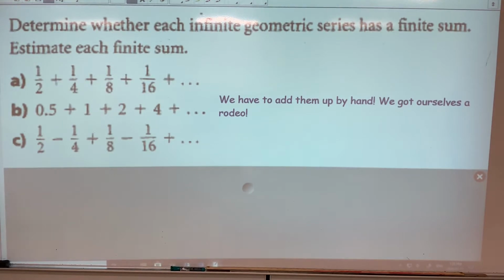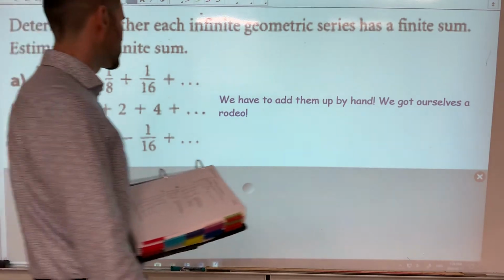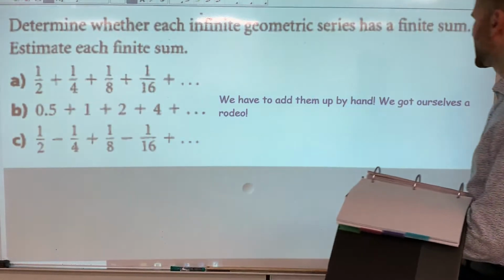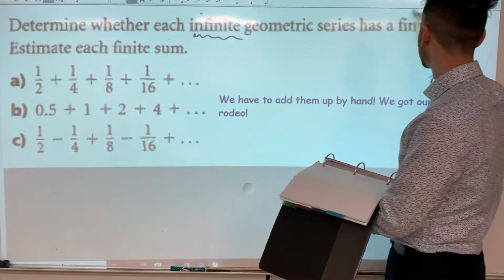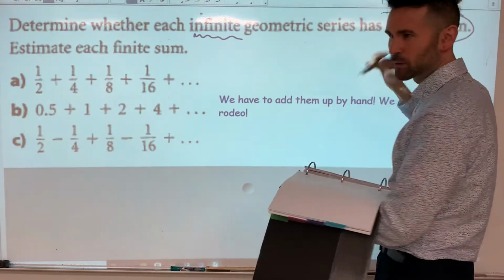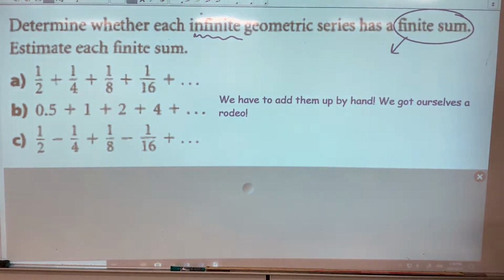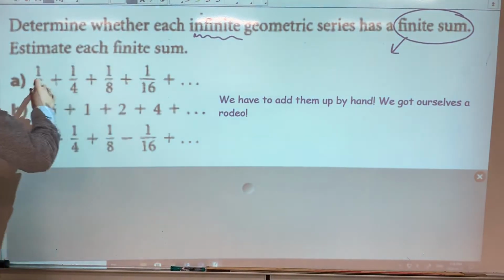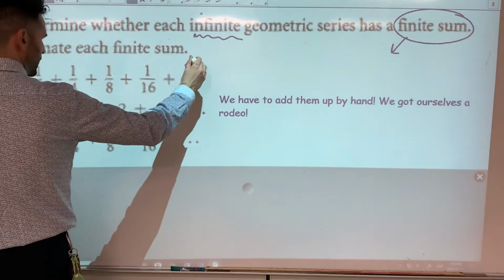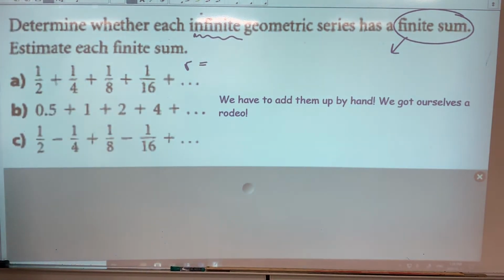So it says, determine whether each infinite geometric series has a finite sum, and then estimate each finite sum. So we're going to add them up by hand. An infinite series means never ending, and it has a finite sum. Finite means something we can calculate, like it ends at some point. So that's an interesting concept. But if you look at A, what's their common ratio real fast for A? Yeah, a half, right? If you go this one divided by that one, you'll get a half.